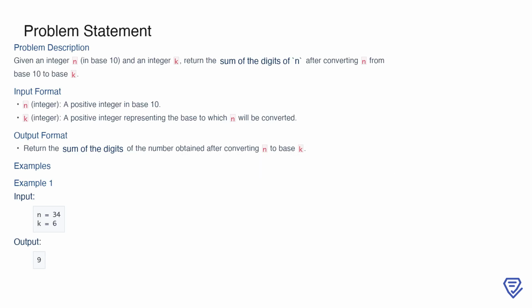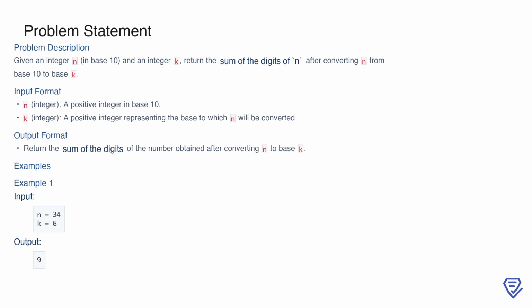In this problem, we are given two inputs, a number n in base 10, which is the standard number system we use, and another number k, representing the base to which we want to convert n. After converting n to base k, we are tasked with calculating the sum of its digits in this new base. For example, if n is 34 and k is 6, we convert 34 from base 10 to base 6, and then add up the digits of this base 6 representation to get the result. The output should be the total sum of these digits.